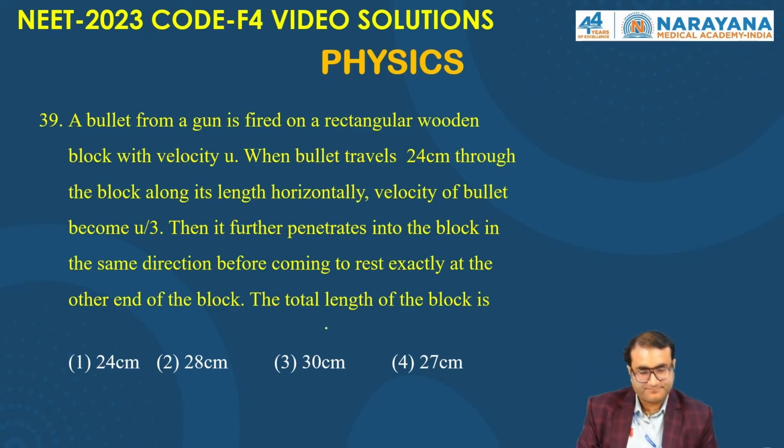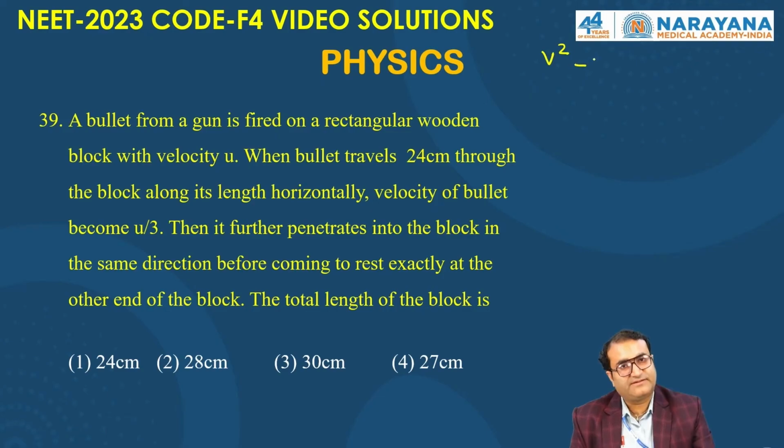Question number 39. A bullet from a gun is fired on a rectangular wooden block with a speed u. When the bullet travels 24 centimeter through the block along its length horizontally, its velocity becomes u by 3. It further penetrates into the block in the same direction before coming to rest exactly at the other end of the block. So whatever the distance traveled by the bullet here is equal to the length of the block. We will go with the third equation of motion here: v square minus u square is equal to 2as.